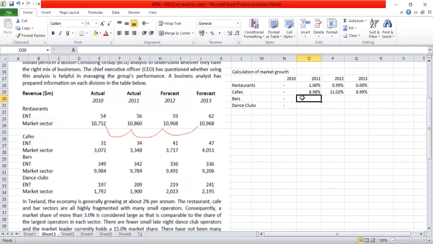So the other two divisions also, let's do it in a similar manner. If you have done, you can give me the data. I'll fill the columns. So here it would be 9784. 9784 minus 9984, divided by 9984. Then we have it as 9491, 9784.